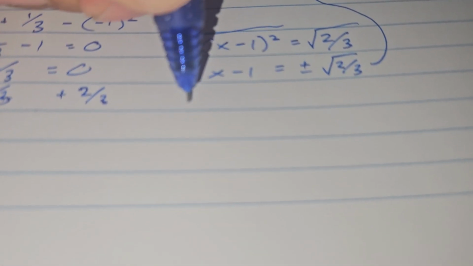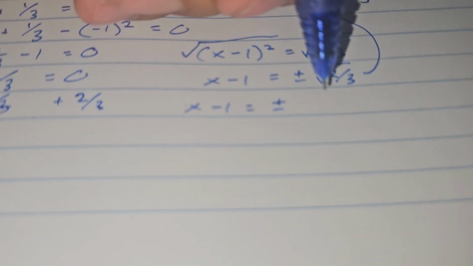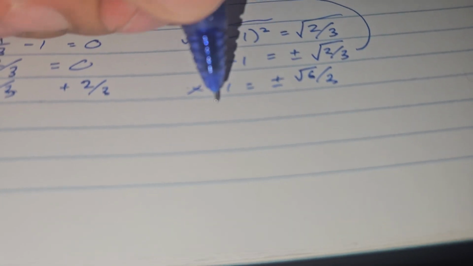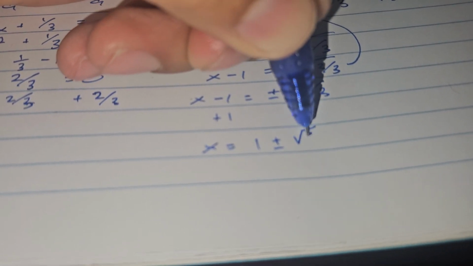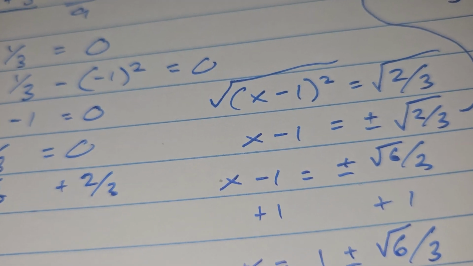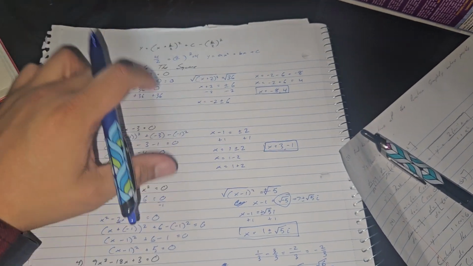So x minus 1 is equal to plus or minus root 6 over 3. So now we can go ahead and add 1 to both sides. So now we're left with x is equal to 1 plus or minus root 6 over 3. Now let me check my answer, make sure I got that correct. X is equal to 1 plus or minus root 6 over 3. And yeah, that is how you pretty much complete the square. Let's go ahead and box our answer. And yeah, that's it. That's completing the square using our formula.